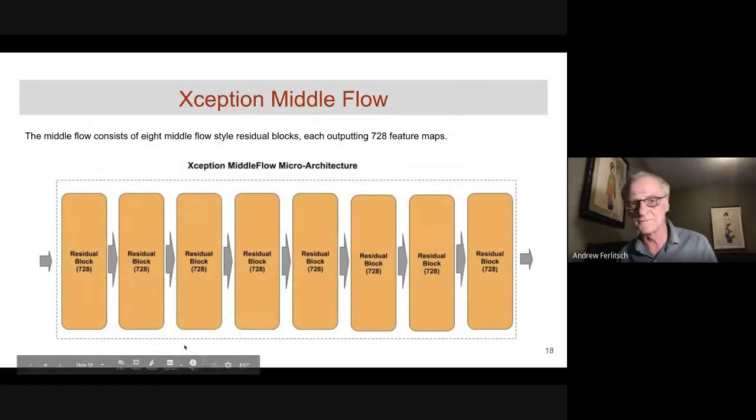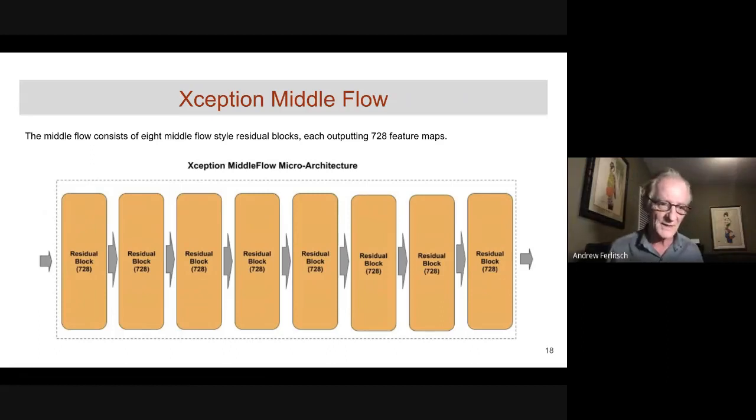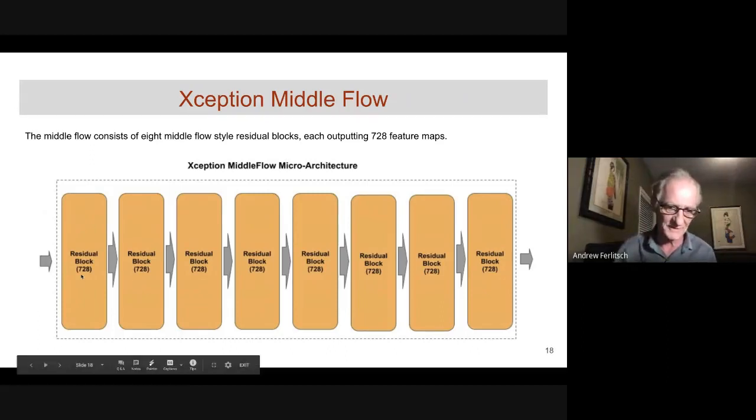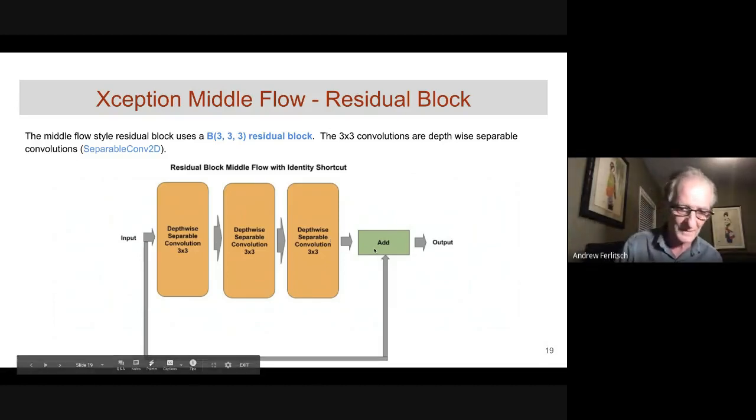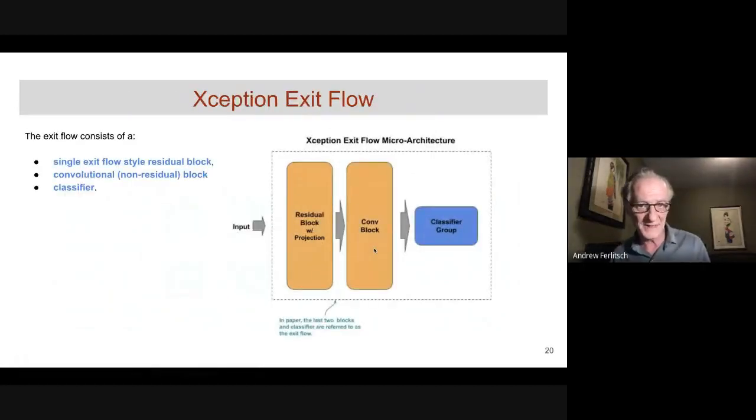Now, the Xception middle flow consisted of 8 residual blocks. Each of them had the same number of filters, 728. The middle style residual blocks use a stack of 3x3 convolutions. Each one of them is also a depthwise convolution. Notice these do not change the shape of the feature map, so the input is added directly to the output. Then the Xception exit flow consisted of a single residual block using projection, followed by a regular convolution block, meaning there was no identity link.